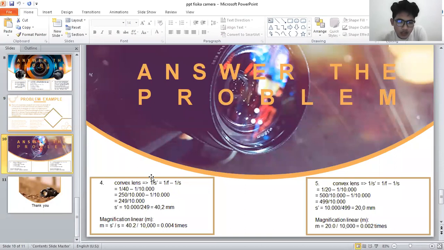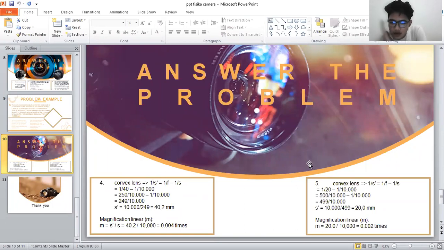Magnification linear or M. M equals S' per S equals 40.2 per 10,000 equals 0.004 times.